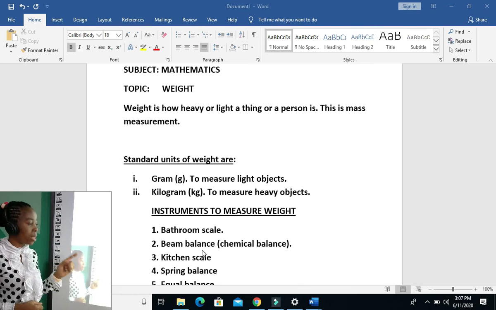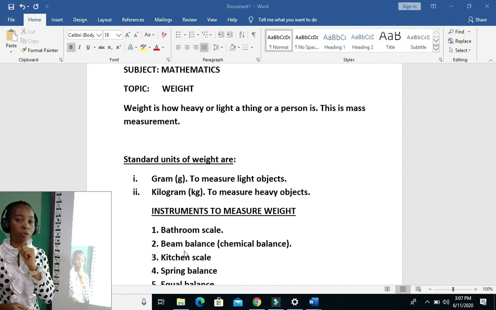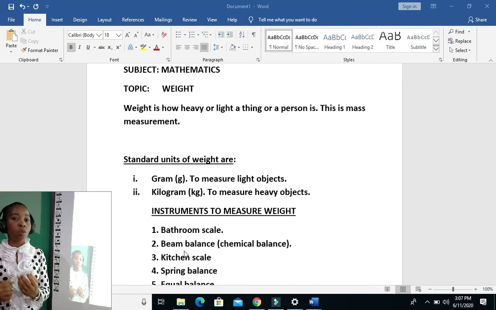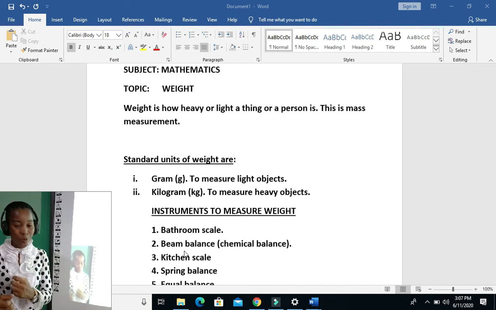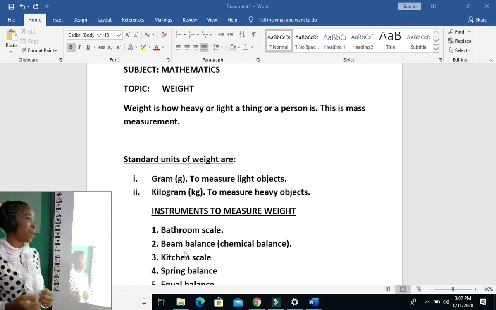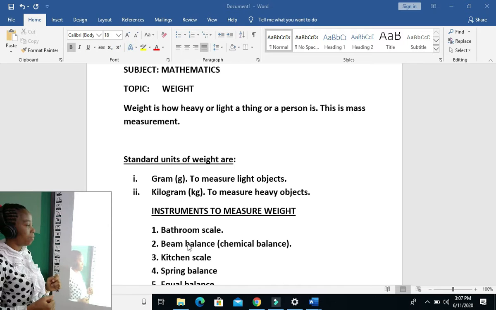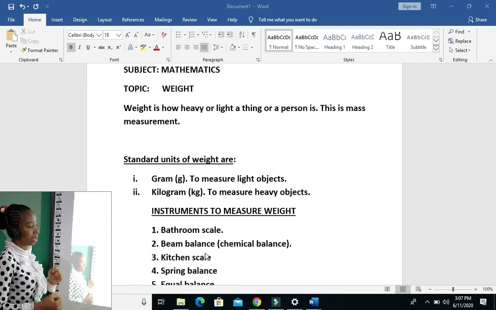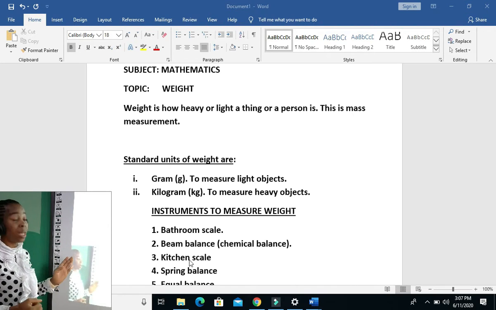Okay, and remember this is the one often found in our health bay, which we use in school. Whenever you are back, I'm going to check your weight again because I can really feel you are adding. So we have the bathroom scale. We have the beam balance, another one. And these come in varieties. It's also called chemical balance. They have different names for them.